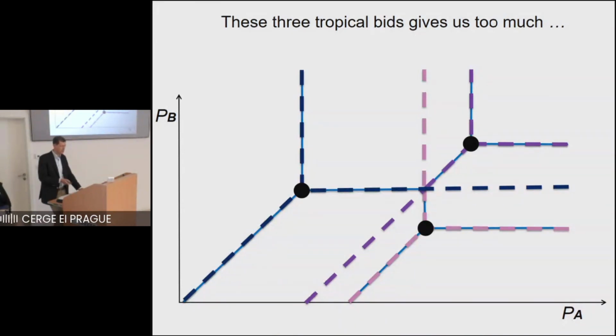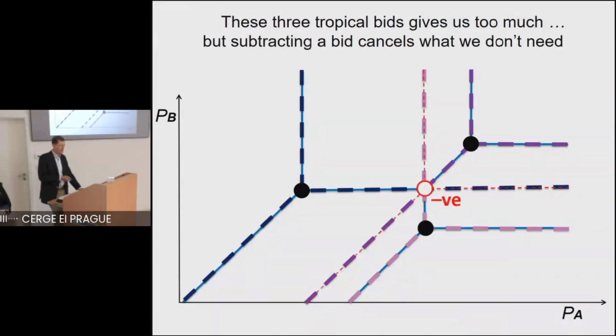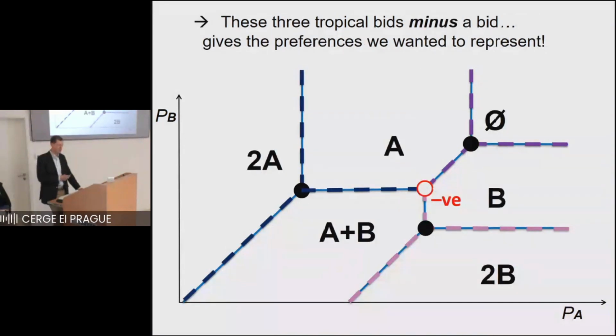So what we can do is subtract a bid at that point. And if we subtract those three lines with a negative bid, I get exactly what I want. In other words, if I add negative bids to my armory, to the things that bidders can express, I end up with precisely the preferences I want.